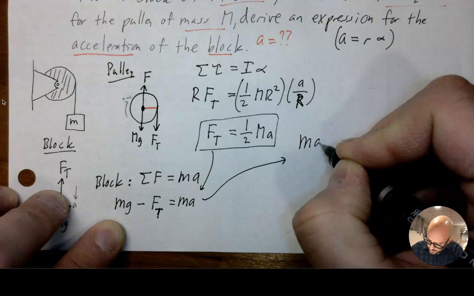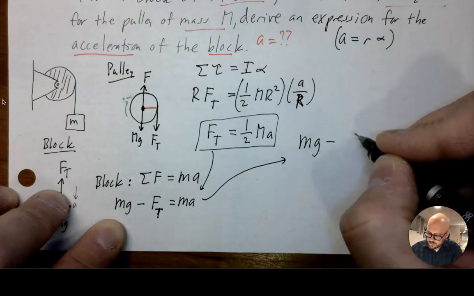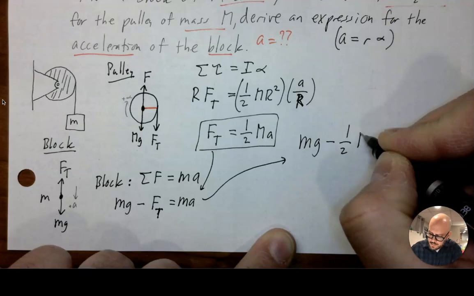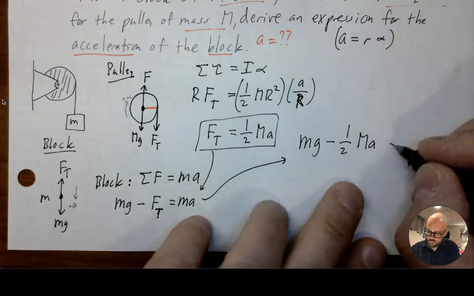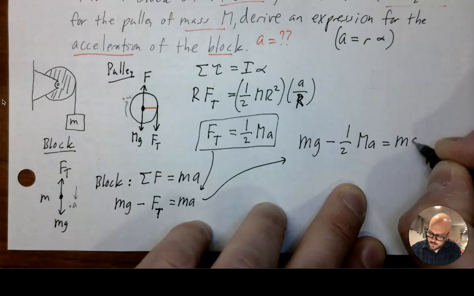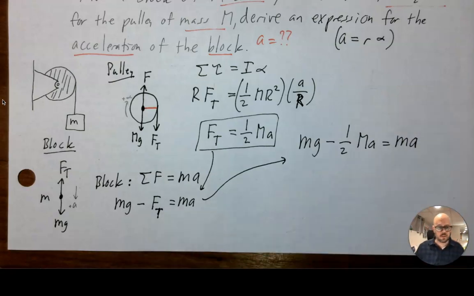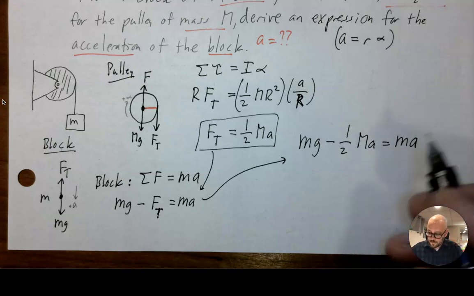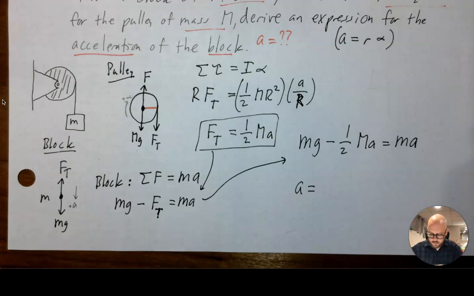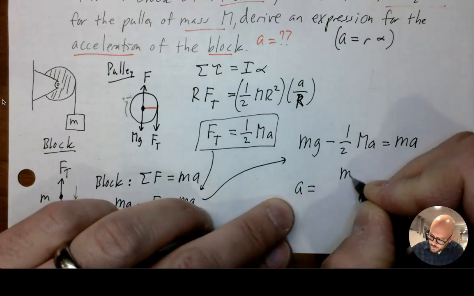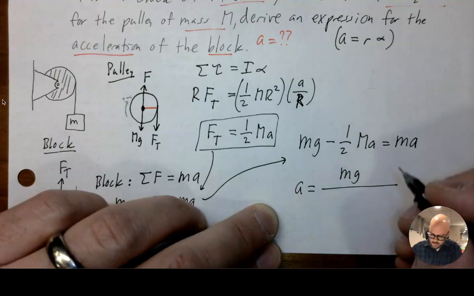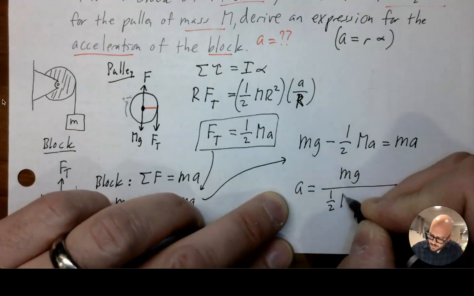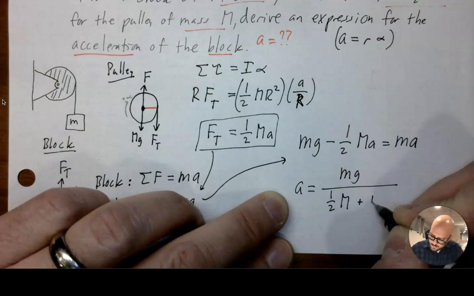And what I'm left with is little m times g minus 1/2 big M times A is equal to little m times A. Now the mass of the pulley and the mass of the block are different, and so you have to use different variables for them. If I combine like terms and solve for acceleration, I would get the linear acceleration of the block is equal to mg, that's the weight of the block, over 1/2 big M plus little m.